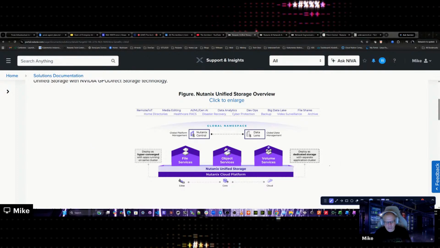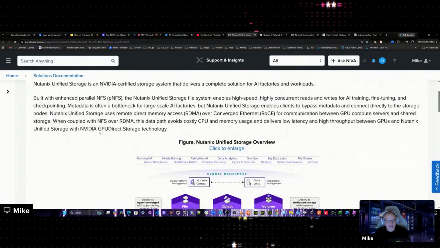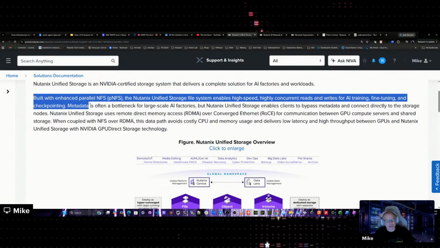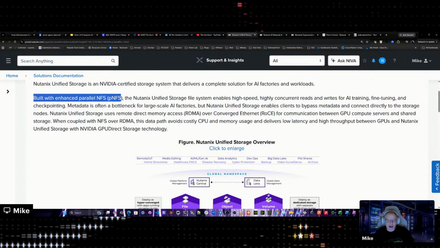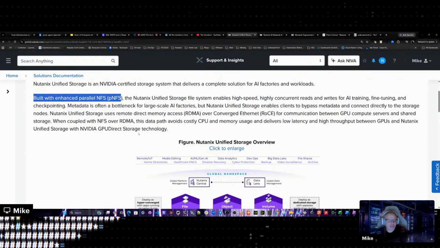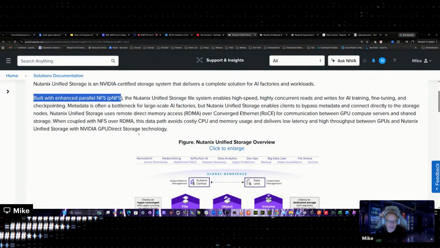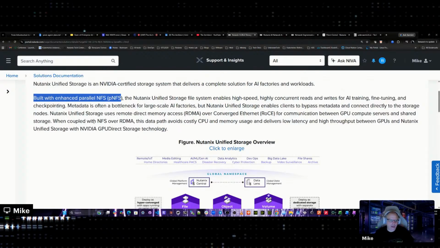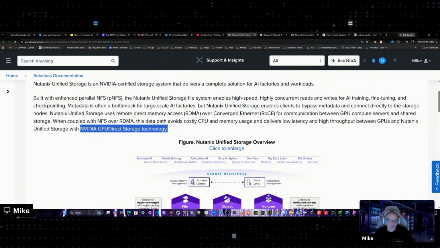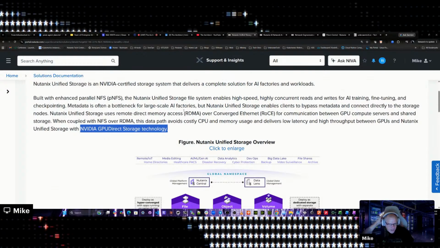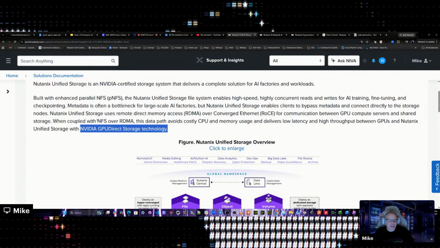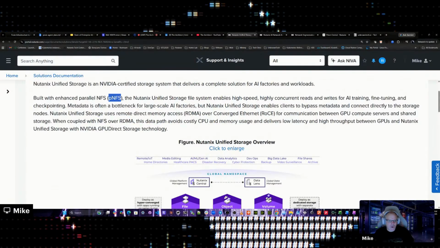All right, so let's move on. Basically, we're building this certification with parallel NFS, which provides high concurrent reads and writes for AI training, fine tuning, and checkpointing. Metadata is often a bottleneck for large scale AI factories, but Nutanix Unified Storage enables clients to bypass metadata and connect directly to the storage node. So what we're talking about here is NVIDIA GPUDirect Storage, and we couple that with RDMA over Converged Ethernet. It's basically parallel NFS over RDMA.